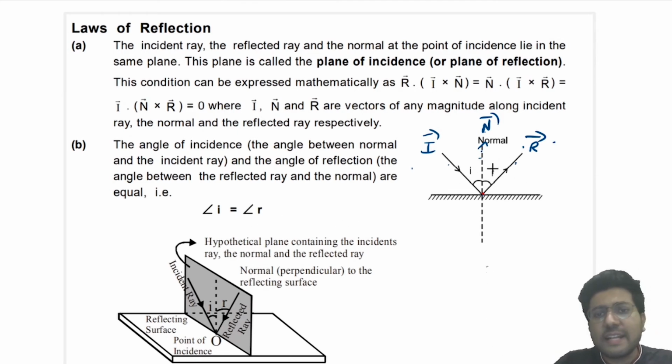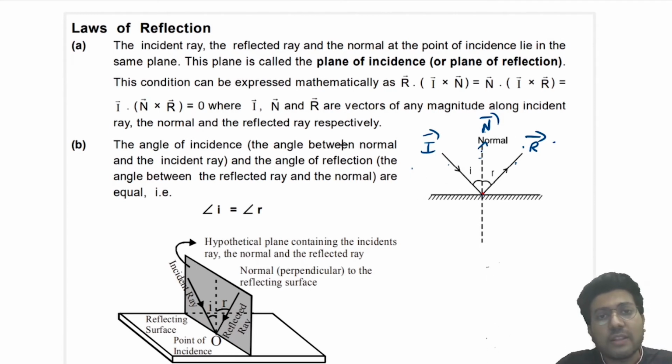Now you have studied in vectors that the condition of coplanarity is that the scalar triple product has to be 0. Suppose this is a vector in the direction of the incident ray, this is the vector in the direction of the normal, and this is the vector in the direction of the reflected ray.